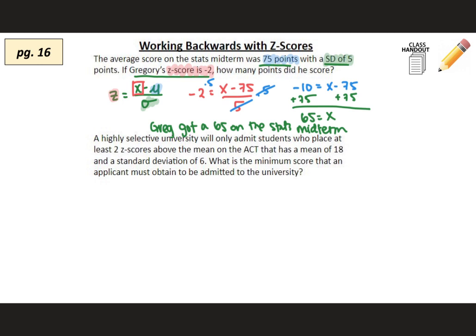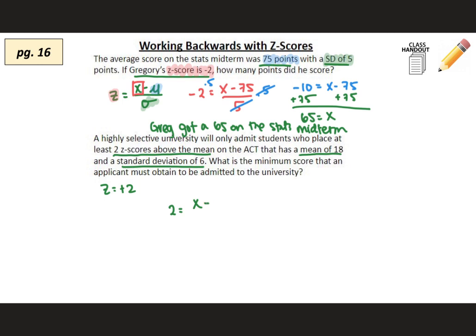All right, last question here. It says a highly selective university will only admit students who place at least 2 z-scores above the mean. So that means z is going to be +2. It says the ACT has a mean of 18 and a standard deviation of 6. We want to know what score an applicant must obtain to be admitted to the university. So using the same formula as before, we have the z-score, which is 2. We're finding the data value. That's the minimum score we need.